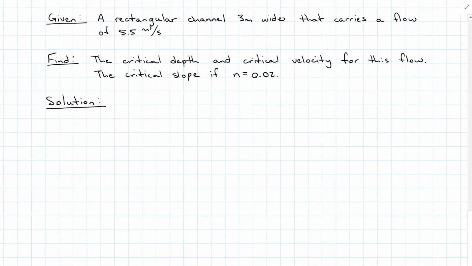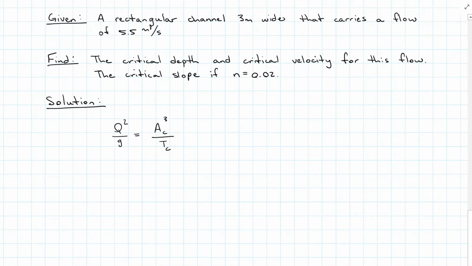Putting this into practice, let's say we have a rectangular channel that is 3 meters wide and carries a flow of 5.5 meters cubed per second. Find the critical depth, the critical velocity, and the critical slope if Manning's n is equal to 0.02. All right, so our critical equation is Q squared divided by g is equal to the critical area cubed over the channel width Tc.